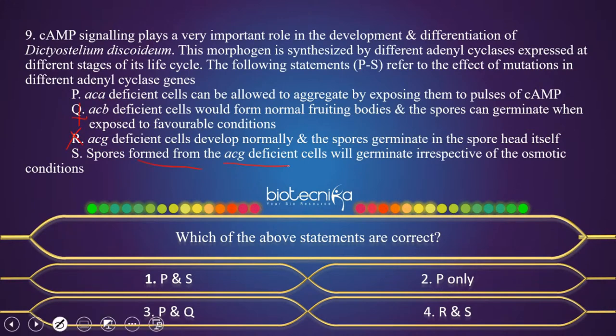Spores from ACG deficient cells will germinate irrespective of the osmotic condition. It's just not sensing the osmotic conditions. That is why one is correct. Clear, everyone?